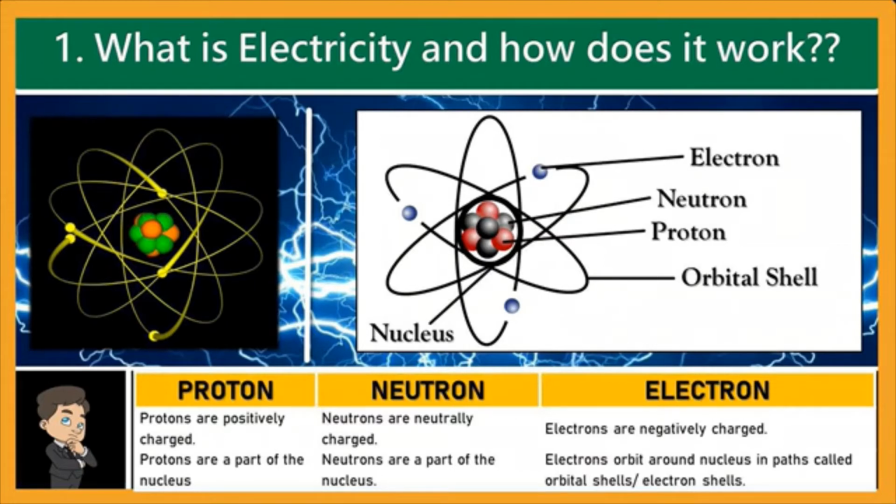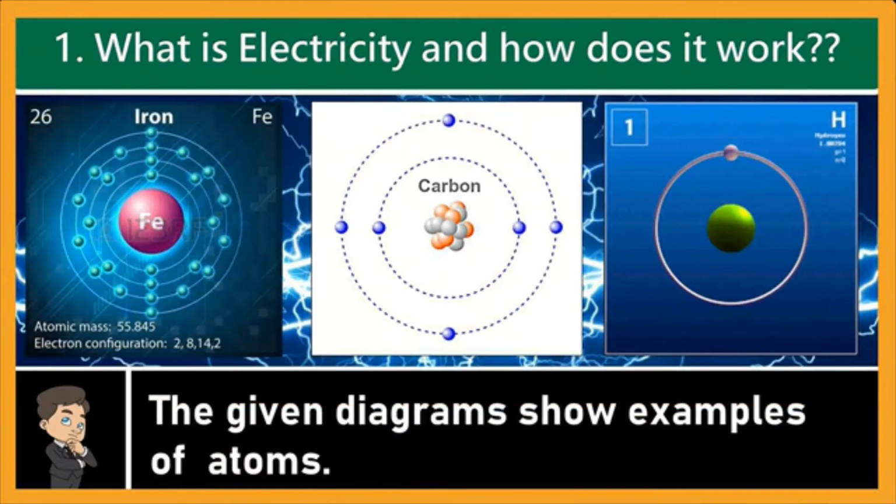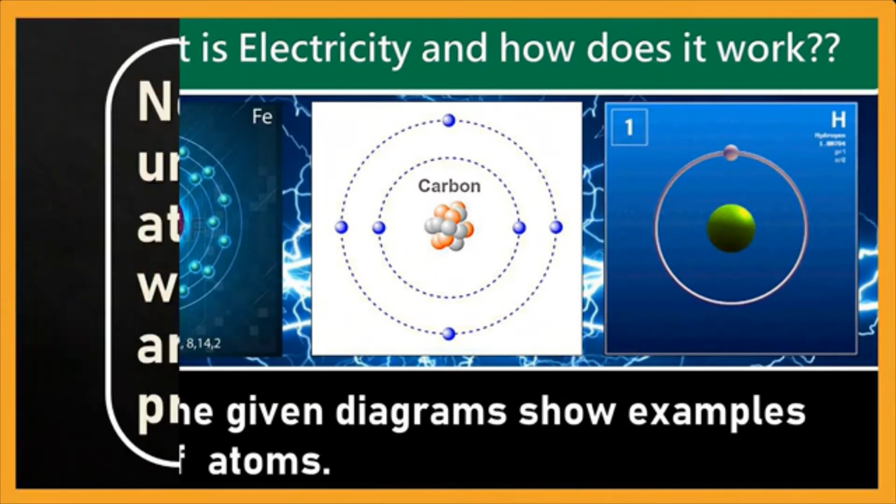One important thing about the atom is that in an atom the number of protons is the same as the number of electrons. Thus, the atom is electrically neutral. If the number of electrons is not equal to the number of protons, the atom is called an ion. The given diagrams show examples of some atoms. First from the left is an iron atom, second a carbon atom, and third a hydrogen atom.